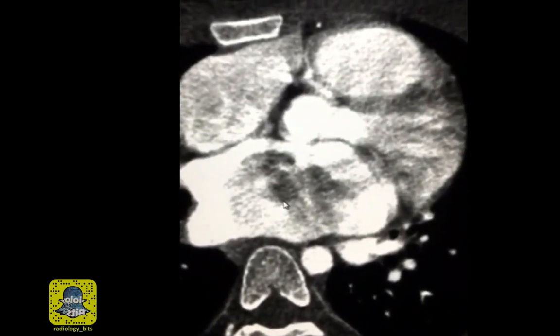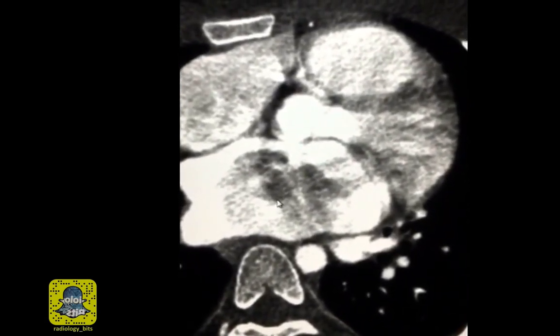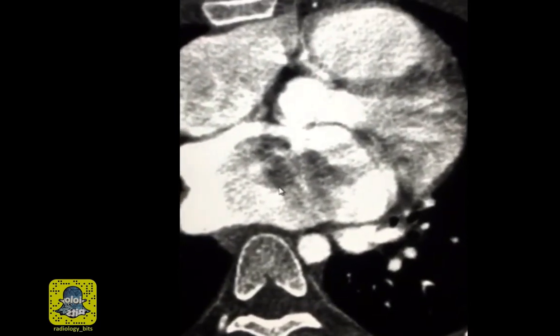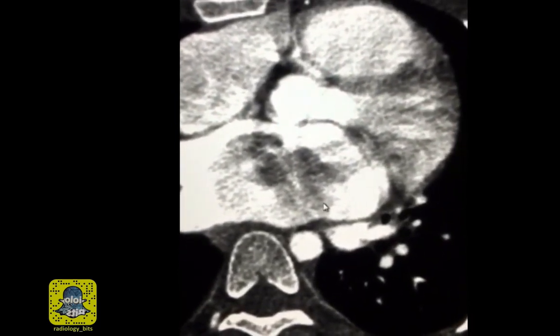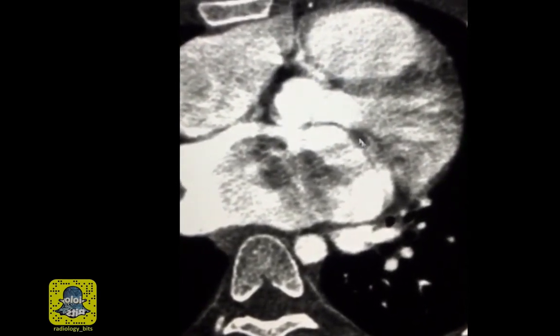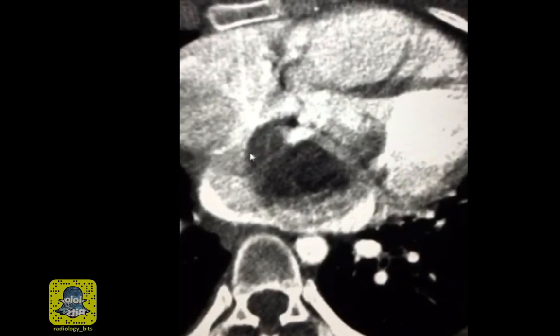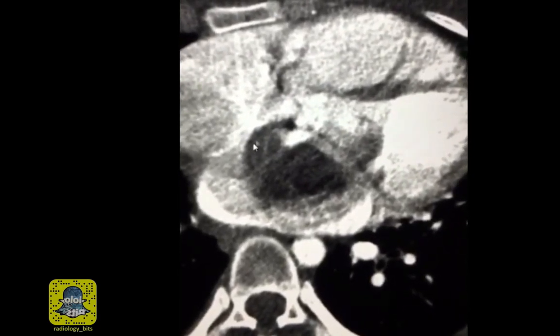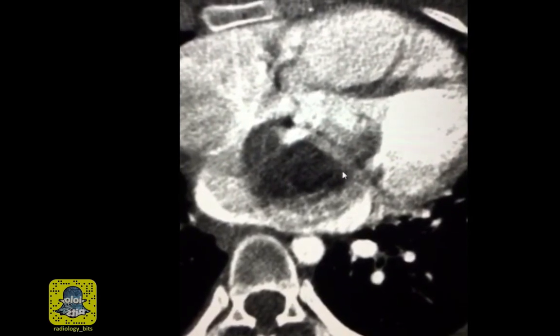The most common benign primary cardiac tumor is myxoma. The most common malignant primary cardiac tumor is sarcoma. The most common location of a myxoma is in the left atrium. That's why it could act as mitral stenosis. It has a classic broad-based or narrow attachment to the interatrial septum, and it may prolapse through the mitral valve during the cardiac cycle.